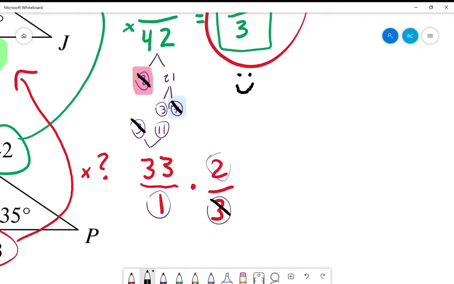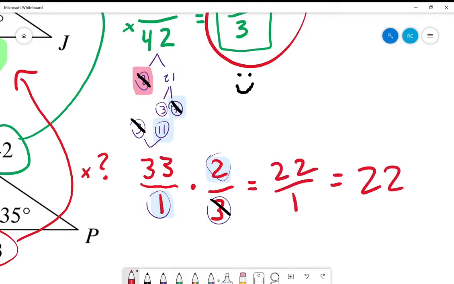I have 11 on the top here. I have a 2 left on the top here, and there's nothing left on the bottom but 1. So I get 22 over 1, which we could just call 22.